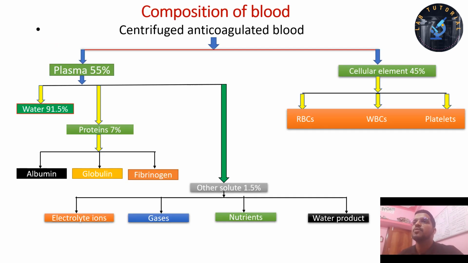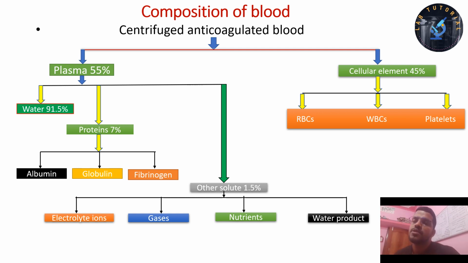Then the composition of blood: if we centrifuge anticoagulated blood, then we get two different components. One is plasma, the liquid part, and the other is the cellular element, the solid part. The cellular element is 45%, having RBC, WBC and platelets, and the plasma is 55%, containing mainly three basic components: water is 91.5%, protein is 7% and other solids 1.5%.